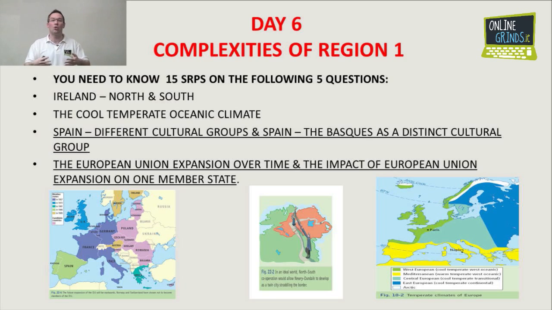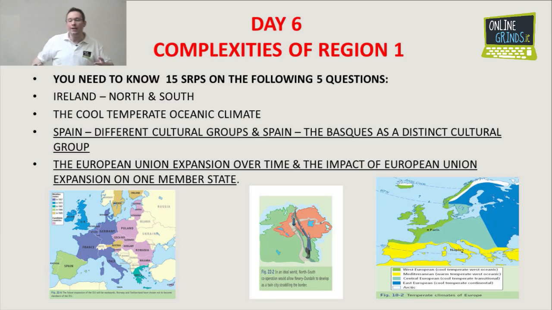So the north and south of Ireland, looking at political and economic and cultural interaction between north and south and how that has changed and the dynamic of that has changed over time. Then the next thing would be to look at the cool temperate oceanic climate, which is very, very straightforward because it mirrors completely what we've already done when we looked at the climate of Ireland and the BMW in the south and east.